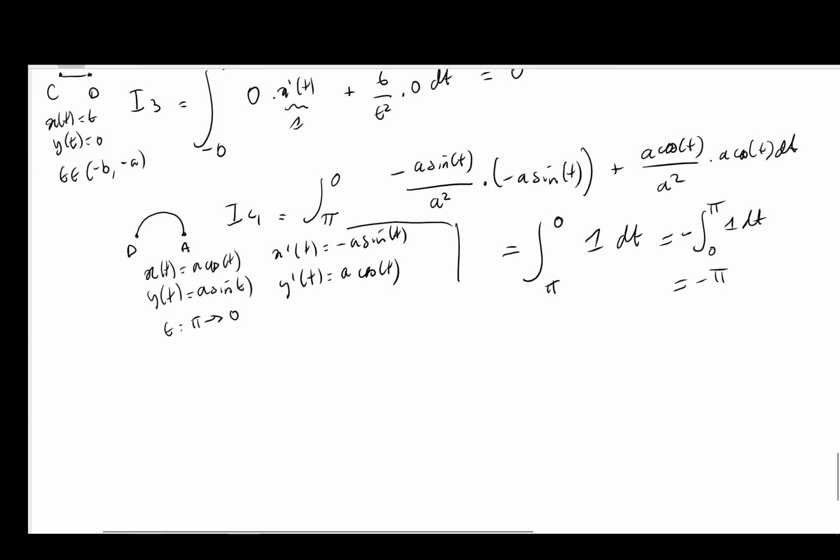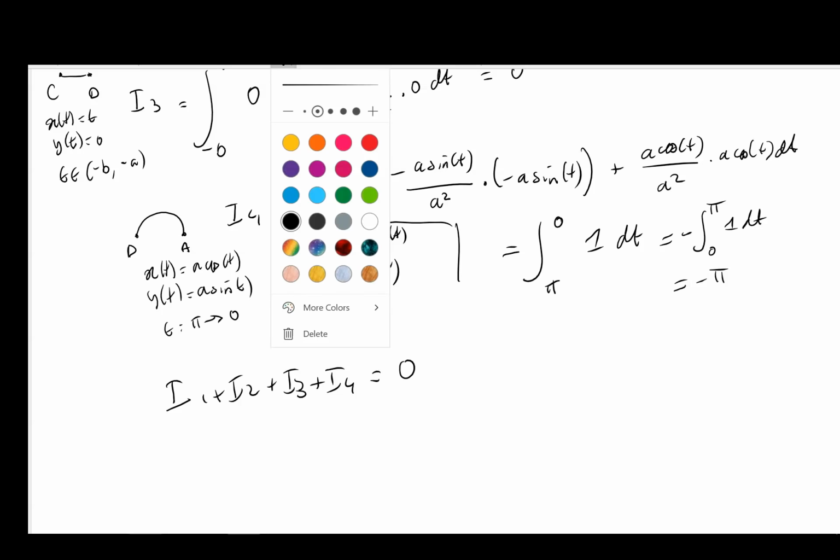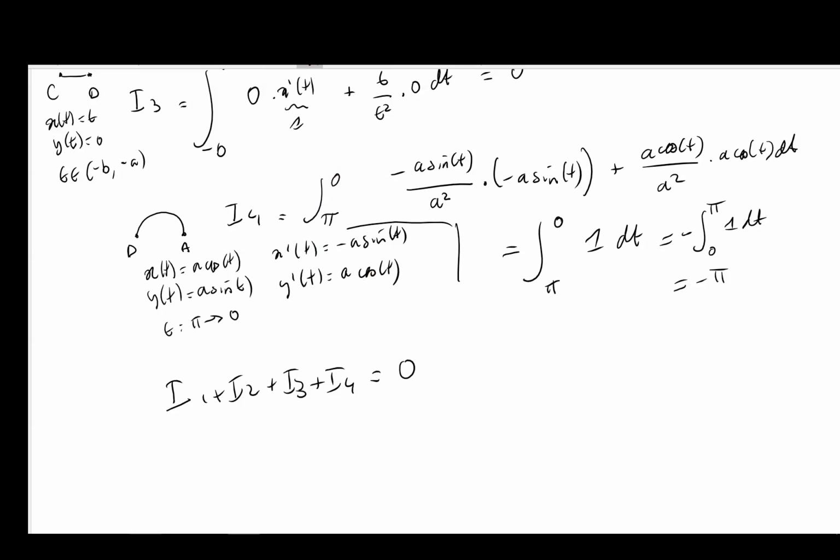And finally, what do we get? We get that I1 plus I2 plus I3 plus I4 is equal to 0. Okay? 0, pi, 0, negative pi. Is that something we expected? Yes, absolutely. Why? Because this was a conservative vector field on the star domain, along a curve included in a star domain.